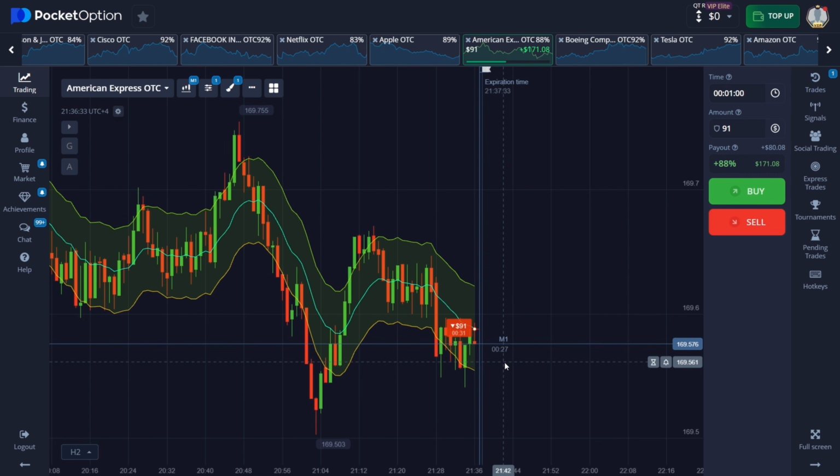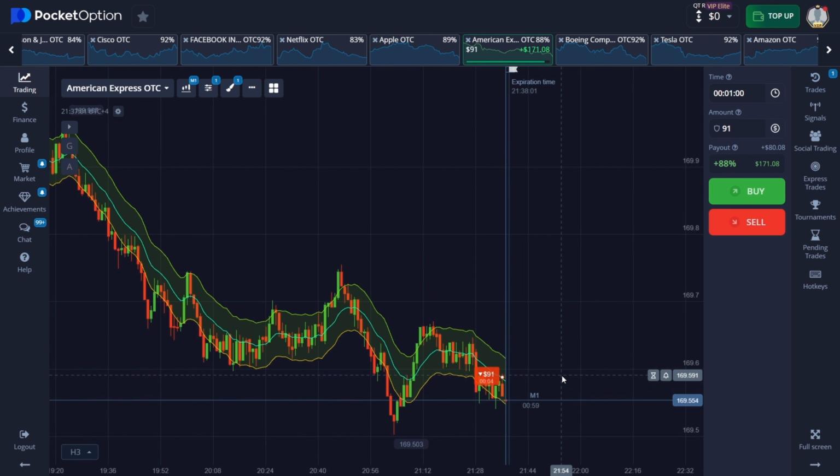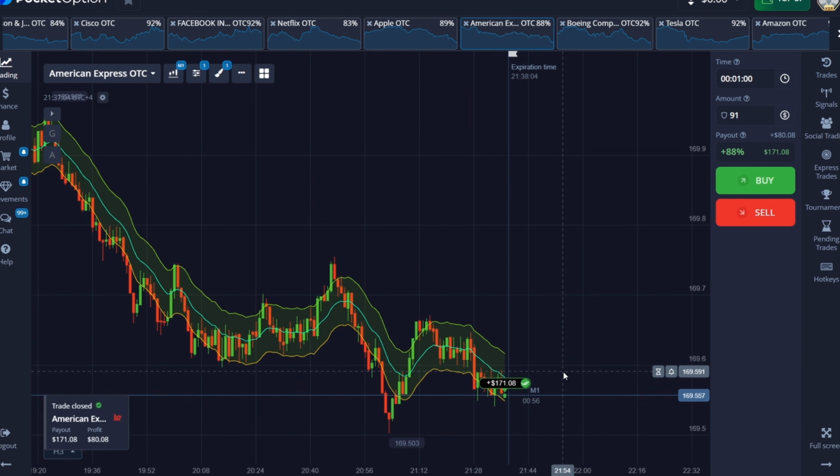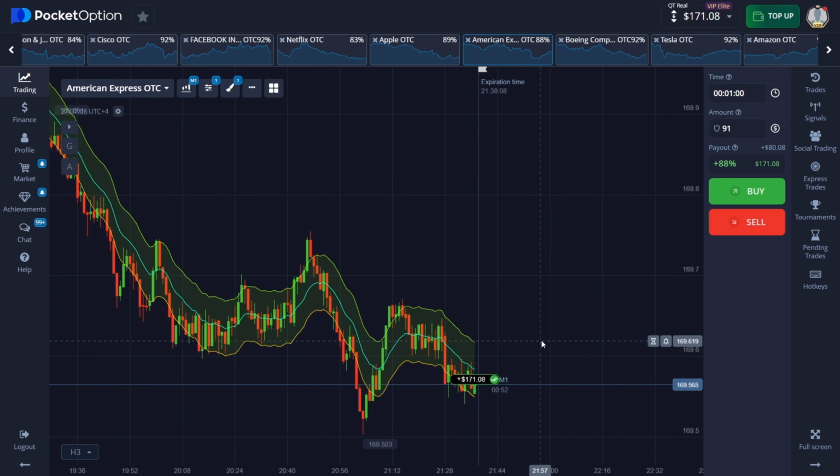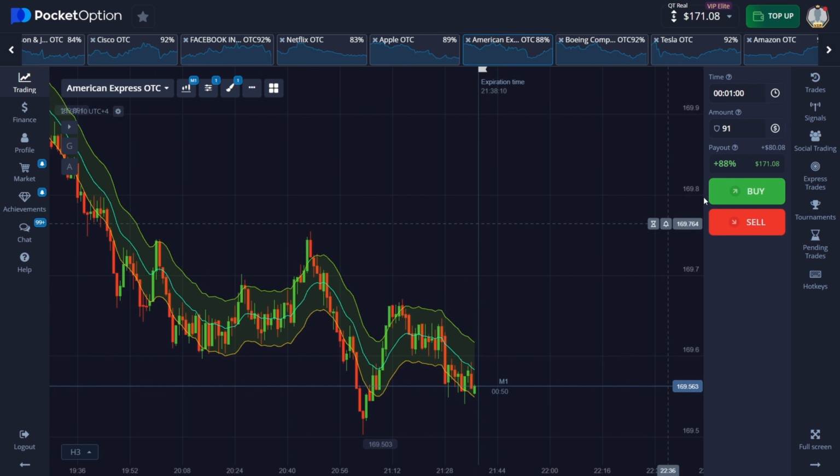The trade is also going in our favor, and with only 30 seconds left, we won our second trade. My balance is now $171, so let's find a trade for $171.